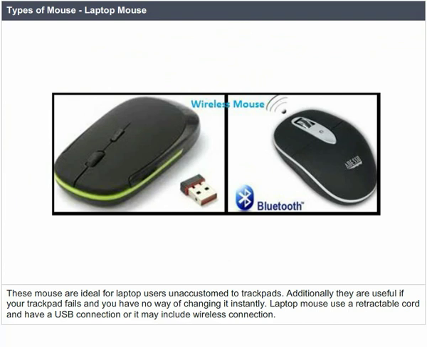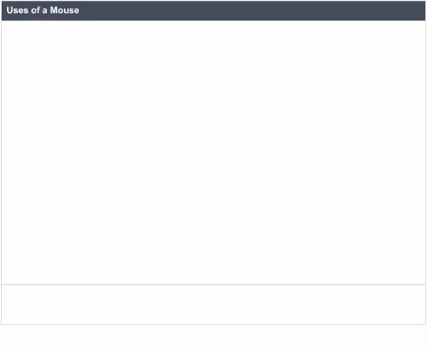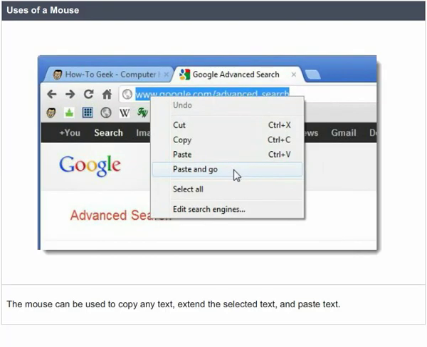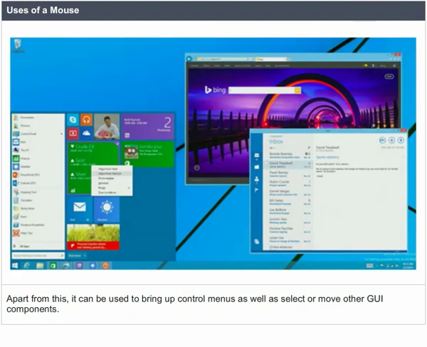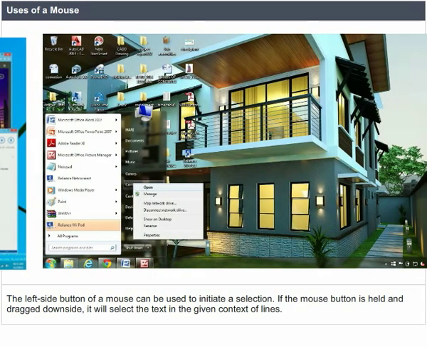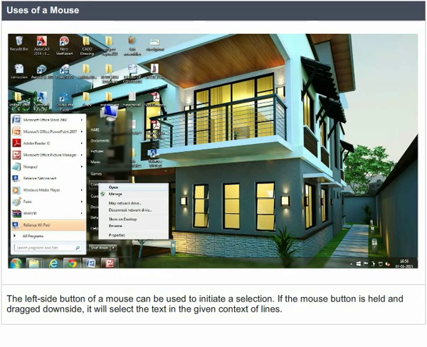Uses of a mouse. The mouse can be used to copy any text, extend the selected text, and paste text. Apart from this, it can be used to bring up control menus as well as select or move other GUI components. The left side button of a mouse can be used to initiate a selection. If the mouse button is held and dragged downside, it will select the text in the given context of lines. If this button is double-clicked, it will select the specific line or group of words.